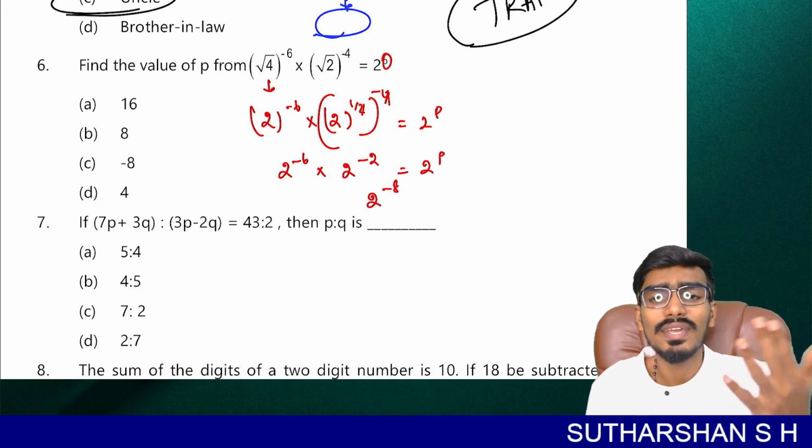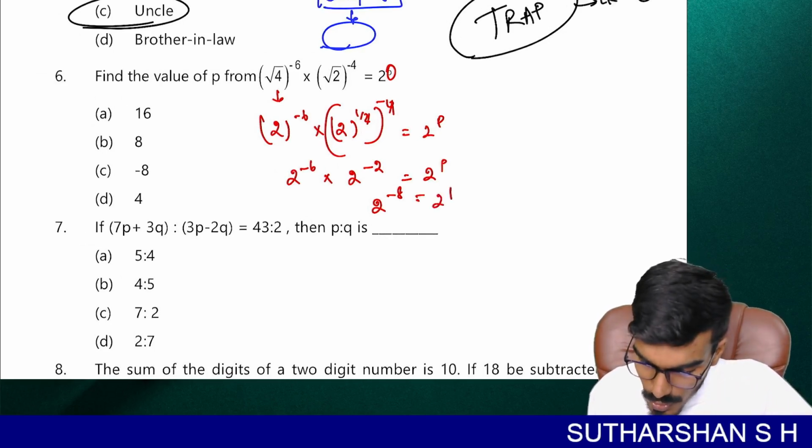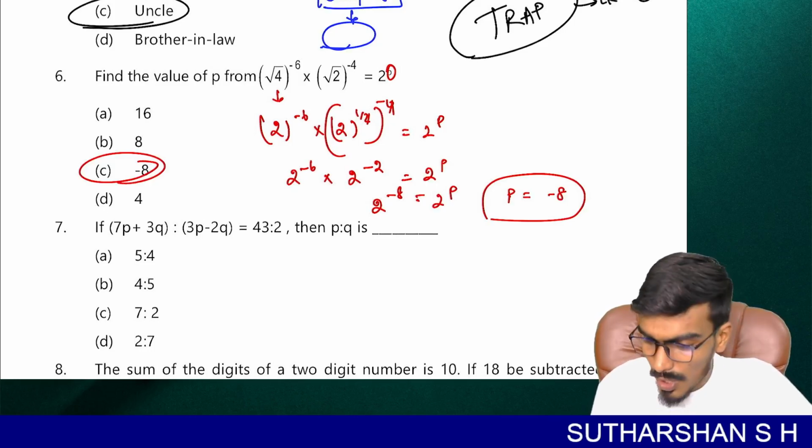If the bases are the same, we can add the powers. That is 2^p, so p is equal to minus 8, which is your answer. Direct answer. Option C is the correct option.